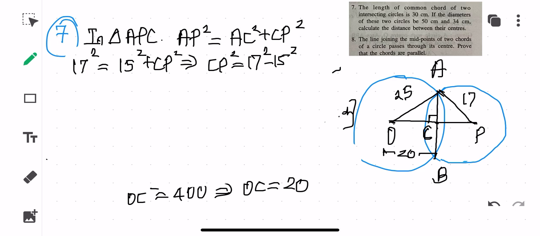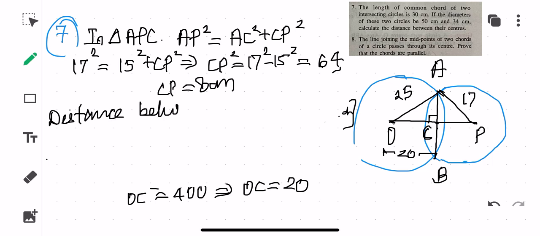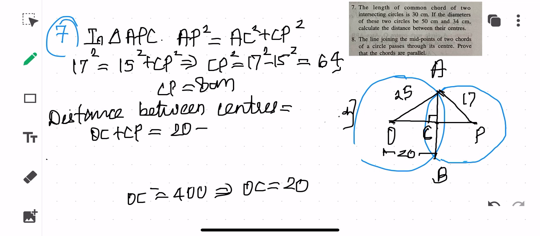Okay, so how much will this be equal to? 17 square is 289 minus 225 is 64. So CP is going to be equal to 8 centimeter. Okay, now what you have to find out is the distance. So what you will be writing down, distance between centers is equal to OC plus CP, which in turn will be equal to OC you have calculated as 20 plus 8 centimeter. So this is going to be equal to 28 centimeter. Alright, so this is the way you can find out the distance between both centers.